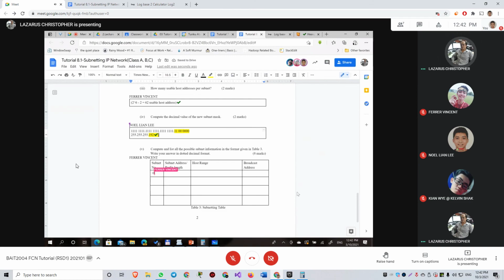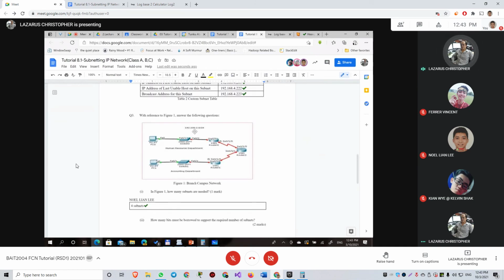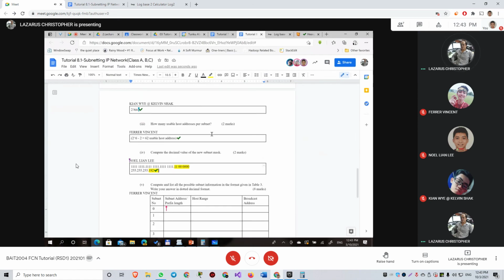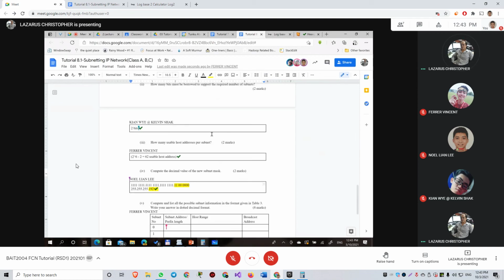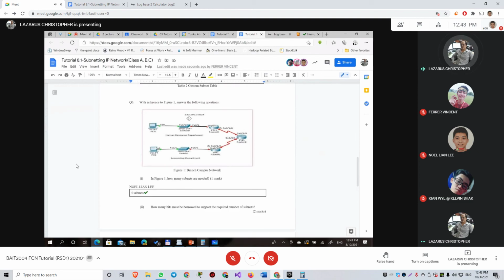So we have Subnet 0, Subnet 1, Subnet 2, Subnet 3. What is the first subnet address? You follow back the address given up here, the original address, 192.100.2.0.